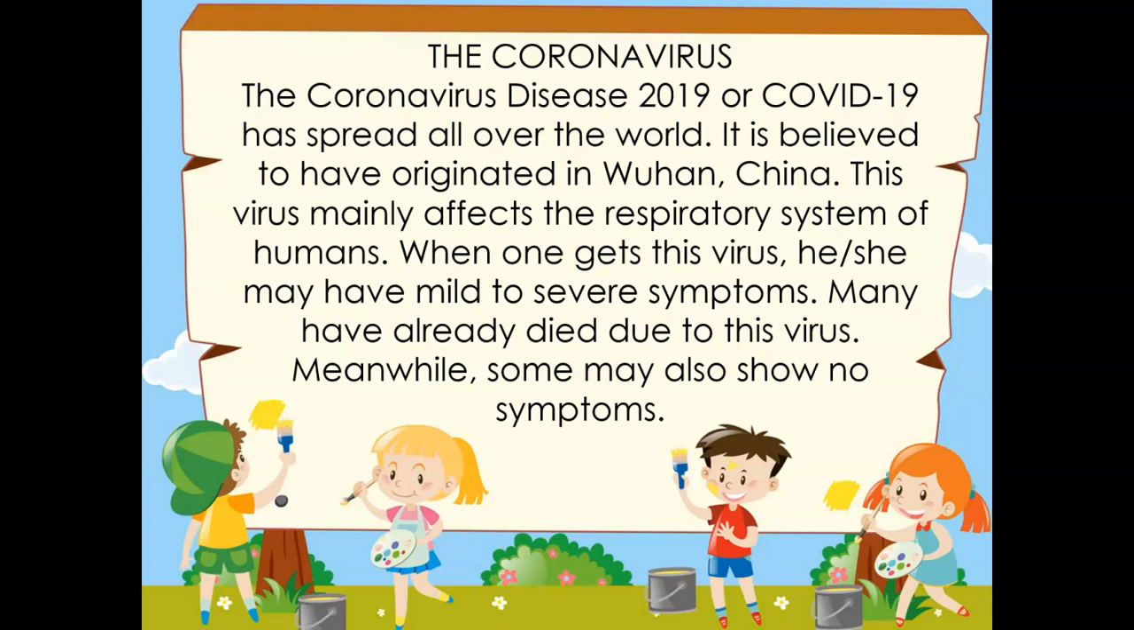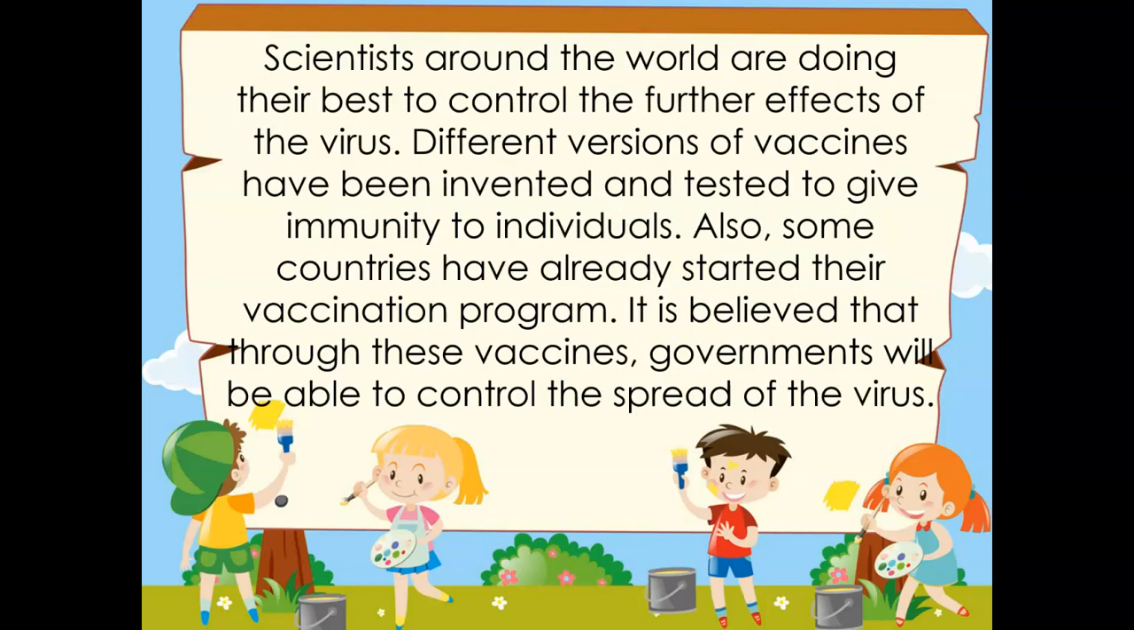selection. The coronavirus. The coronavirus disease 2019 or COVID-19 has spread all over the world. It is believed to have originated in Wuhan, China. This virus mainly affects the respiratory system of humans. When one gets this virus, he or she may have mild to severe symptoms. Many have already died due to this virus. Meanwhile, some may also show no symptoms.